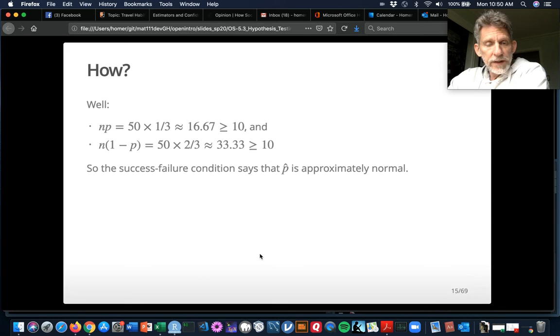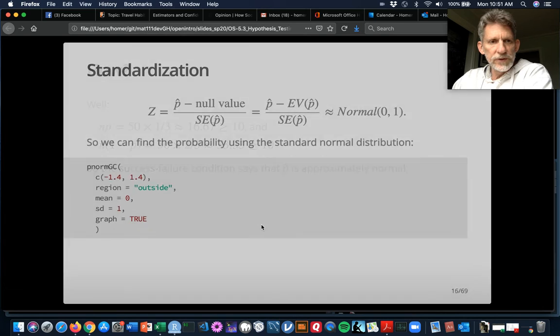Well, it would help to know something about the probability distribution of the sample proportion p hat. And remember that the sample proportion is going to be approximately normal if the expected number of successes and failures is at least 10. Well, the expected number of successes is the sample size times p. Sample size is 50. We're assuming temporarily that p is a third. That's 16.67 roughly, which is more than 10. The expected number of failures is n times 1 minus p, and again, that's more than 10. So the success-failure condition in the book tells us that p hat has approximately the normal distribution.